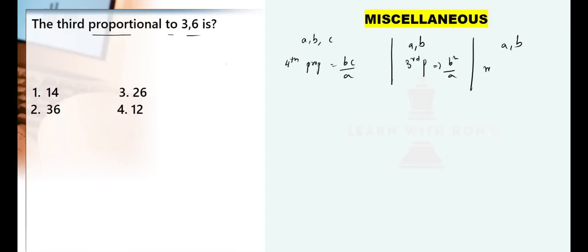Let's see the next question. The third proportional to 3 comma 6. First let us discuss proportional formulas. If a, b, c three values are given, the fourth proportional is bc divided by a. If they give two values a comma b and ask you to find the third proportional, the formula is b square by a. And if they give two values and ask you to find the mean proportion, the formula is square root of ab. So here, third proportional, b square by a, 6 square by 3, 36 by 3, 12 is our answer, option number 4.